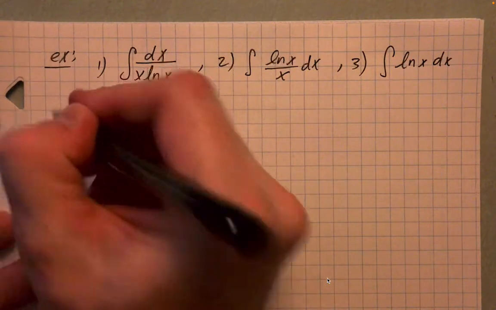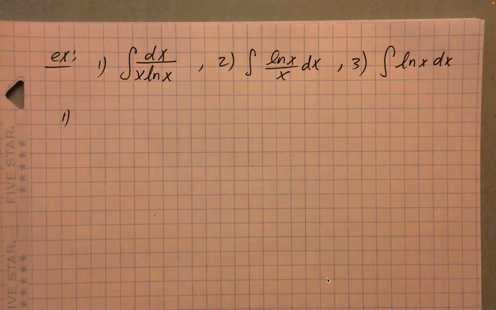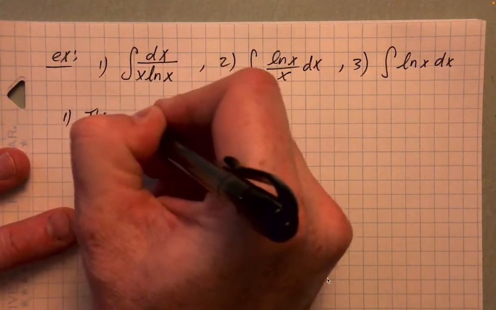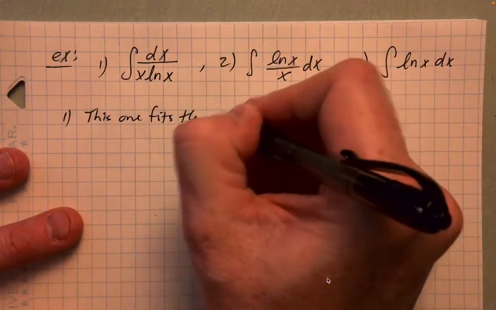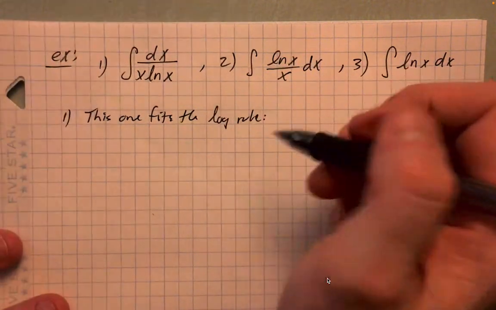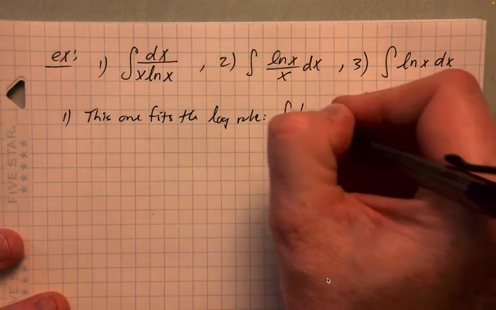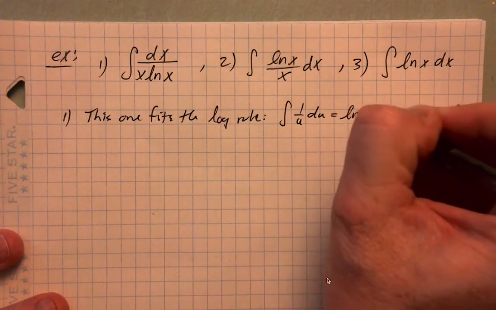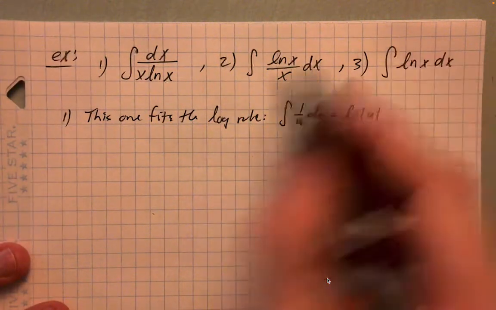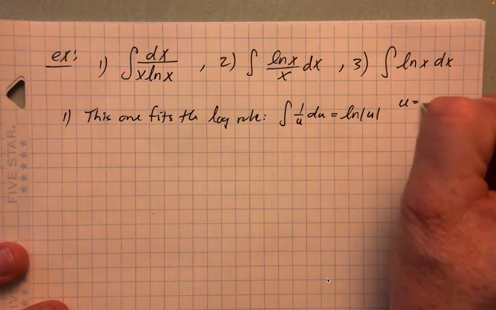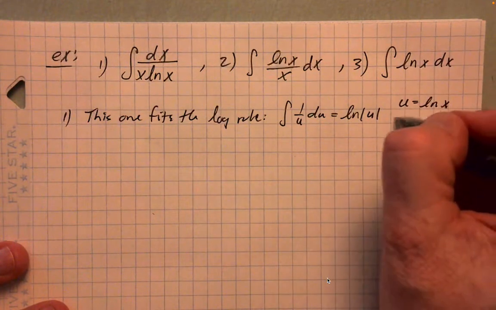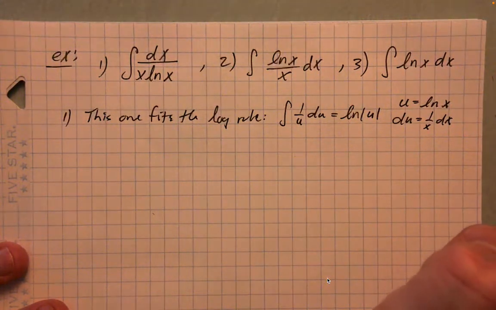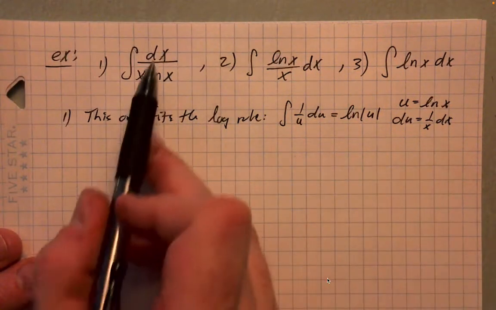Okay, so the first one, what happens there? Well, this is going to fit the log rule. So what does the log rule say? The integral of 1 over u du is equal to the natural log of the absolute value of u. In this case, we want to let u equal the natural log of x. Then du is equal to 1 over x dx. And that's how you get the setup here.